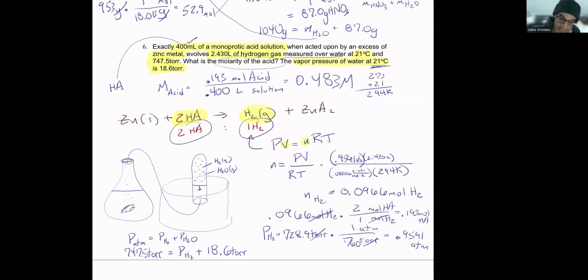Long way around, but anytime you have a gas, you can always use PV equals nRT to solve what you need. So there it is. Long-winded, but that's the walkthrough.